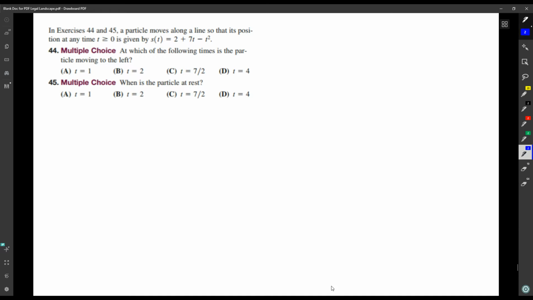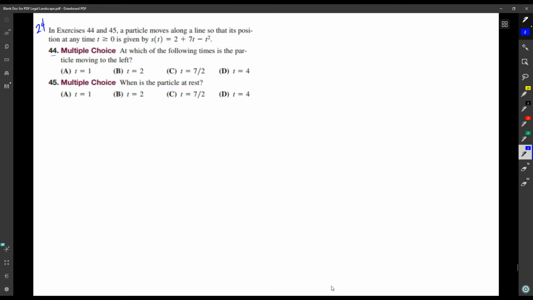Here are multiple choice questions 44 and 45 from section 2.4. A particle moves along a line so that its position at any time t greater than or equal to 0 is given by the position function s of t equals 2 plus 7t minus t squared. Number 44, at which of the following times is the particle moving to the left?